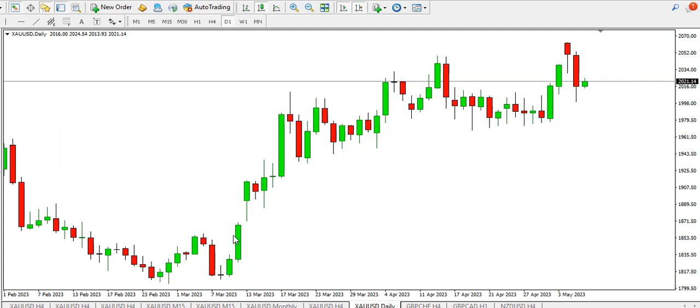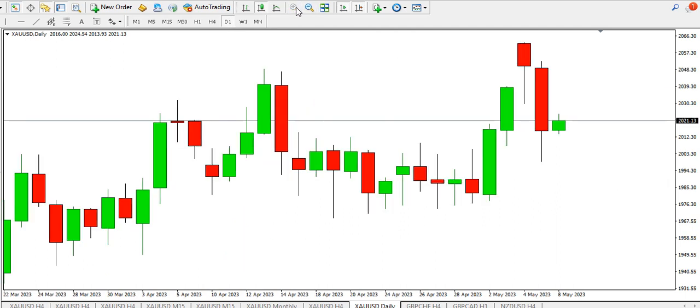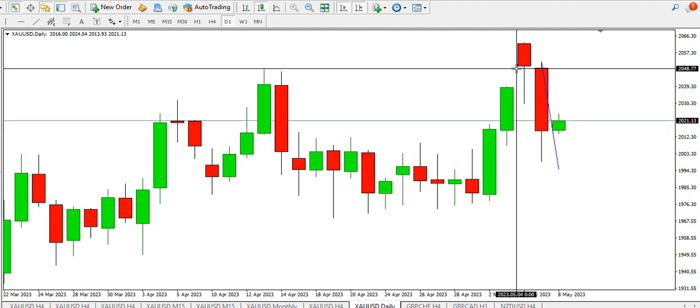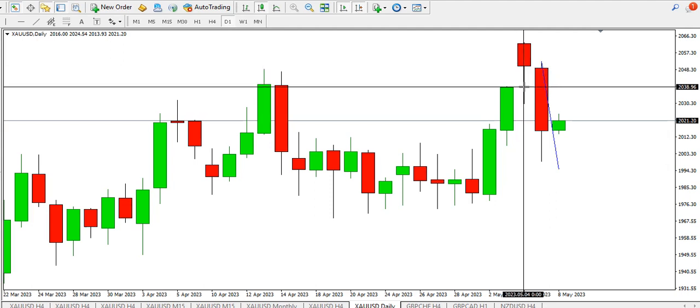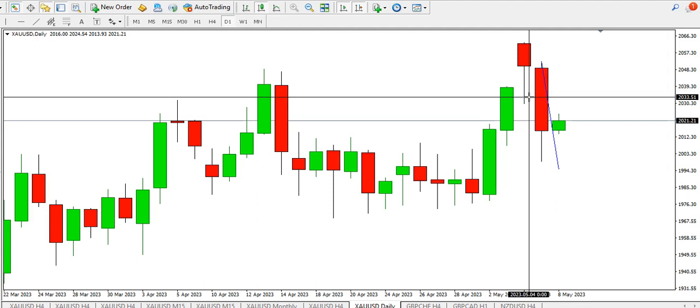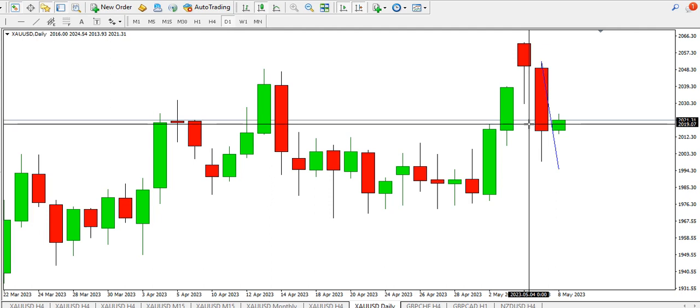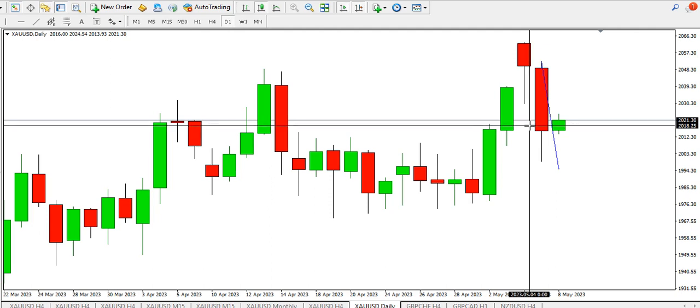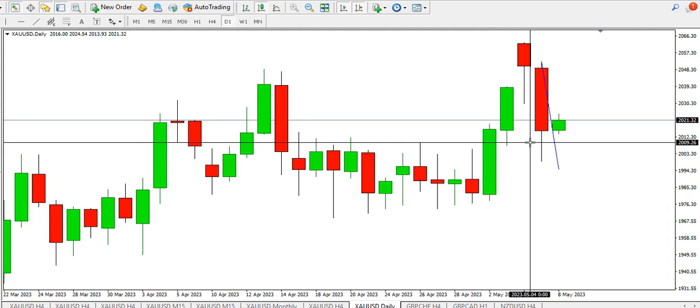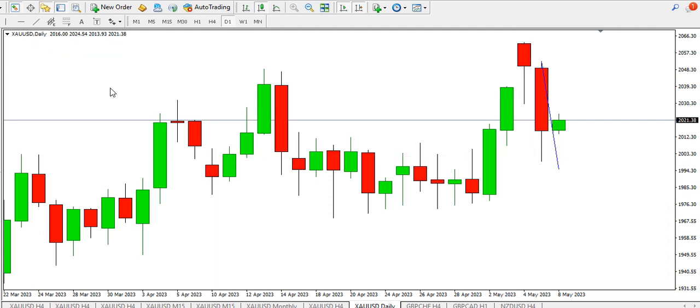Last Friday we had the US non-farm payroll data release, and the price of gold dipped for about how many pips? 100 pips, 200 pips, 300 pips, 400 pips. So like 450 pips. The price of gold dipped by 450 pips.